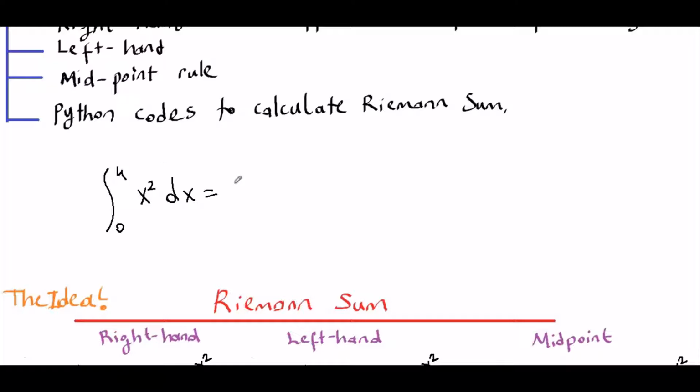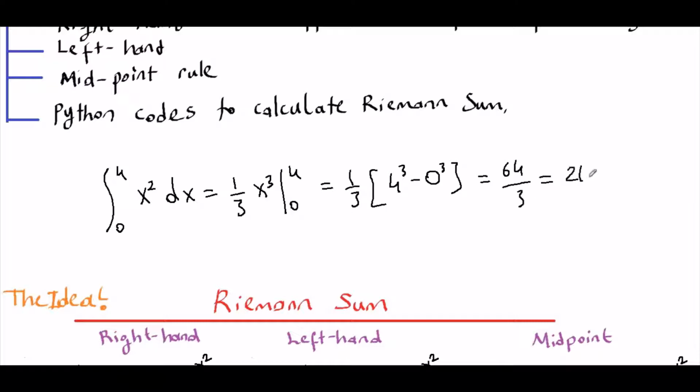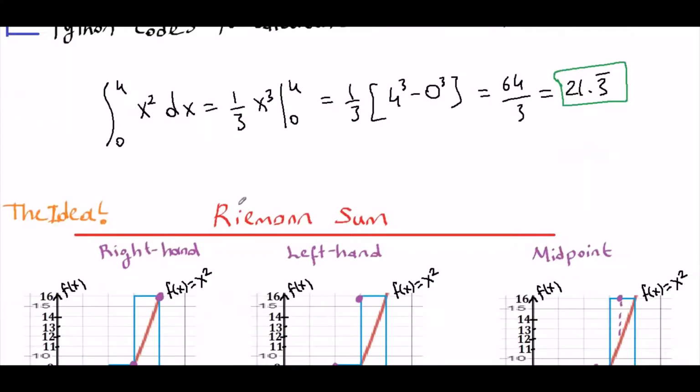So antiderivative of x squared is 1/3 x to the third from 0 to 4, and that's going to be 4 to the third minus 0 to the third, which will be 64/3, which is 21.3 repeating. So we know that this is our exact area under the curve. So why do we need Riemann sum? All integrals are not this nice, and we might need Riemann approximation.